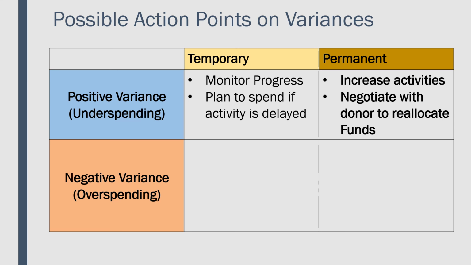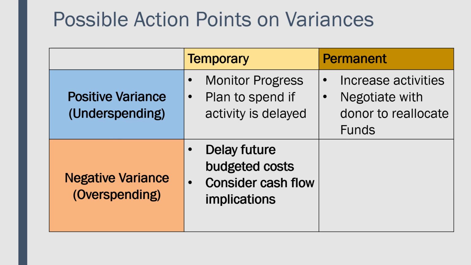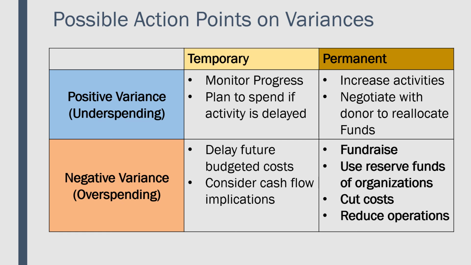If underspending and permanent, we can increase activities or negotiate with donor to reallocate funds. If overspending tapos temporary, we can delay future budgeted costs or consider the cash flow implications. If overspending and permanent, maybe we should start fundraising, use reserve funds of the organization, cut costs, or reduce operations.